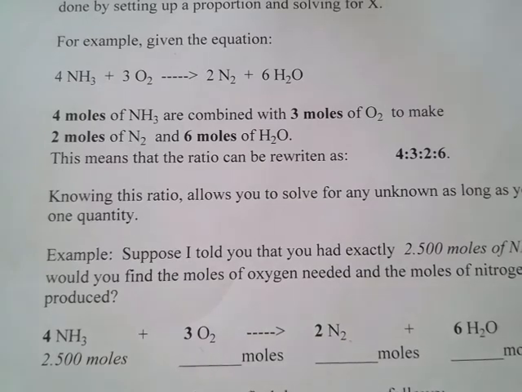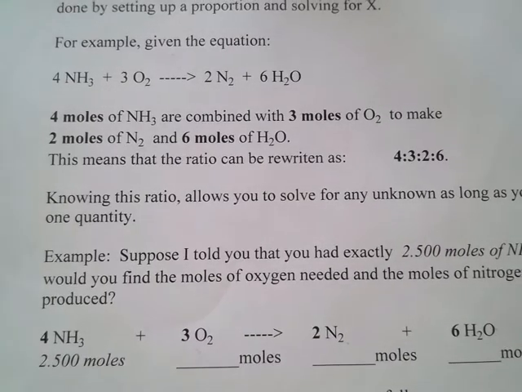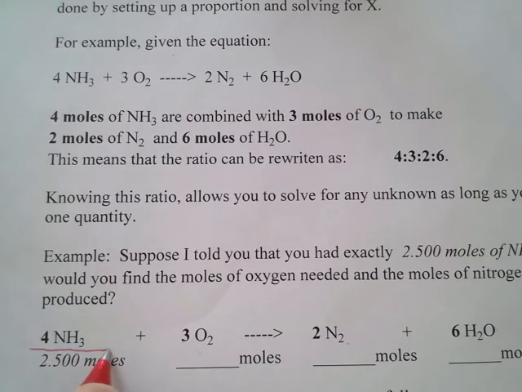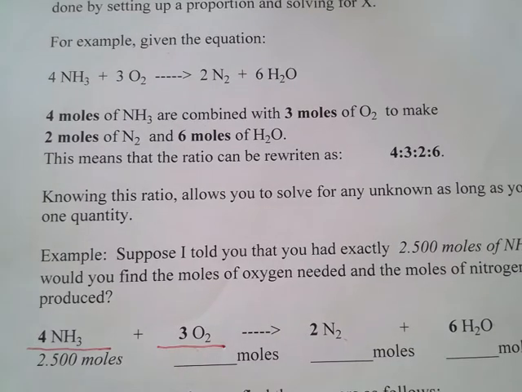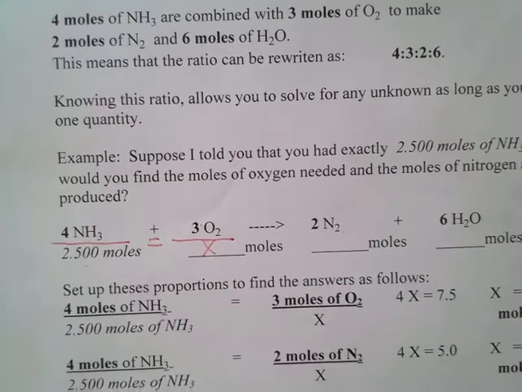So let's do that. What is the ratio that we have so far? Right now, the ratio between the ammonia and the oxygen is 4 to 3. Let's just worry about that for now. We'll do the rest later. What I can literally do is put a line under the ammonia, a line under the oxygen, and I've already set up a proportion if I just put an equal sign between the two. So what I have is 4 over 2.500 is equal to 3 over x, and then I just have to solve for x.